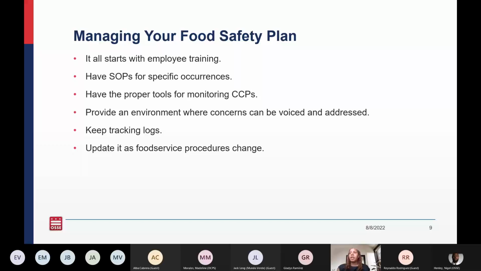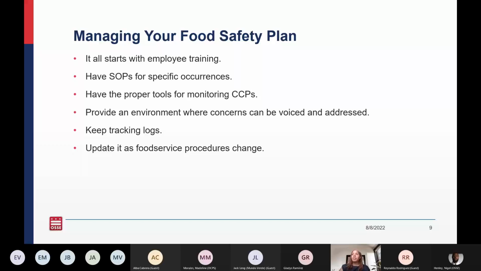You also want to make sure that you have the proper tools for monitoring those critical control points that we talked about. This includes not just having a thermometer to be able to check the temperature of food, it also includes having the proper equipment that is working and able to maintain the temperatures desired for each food item.